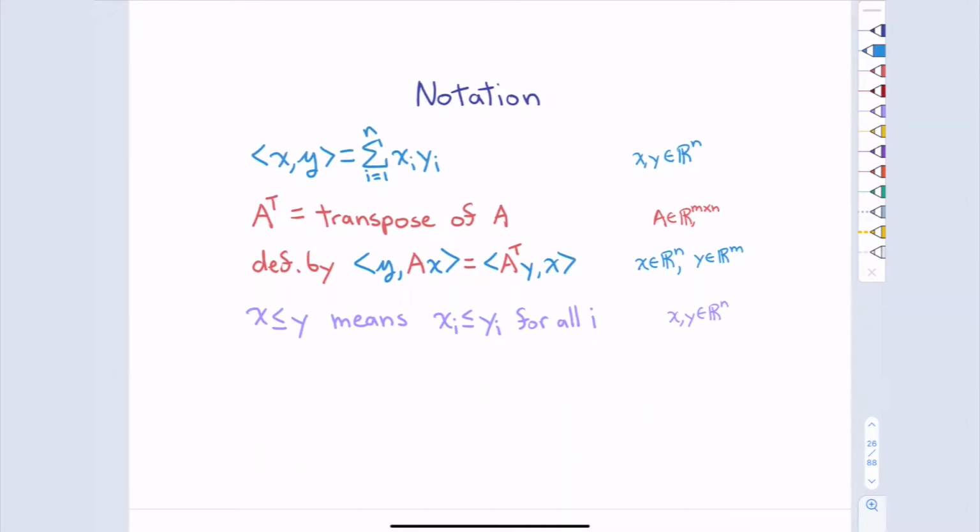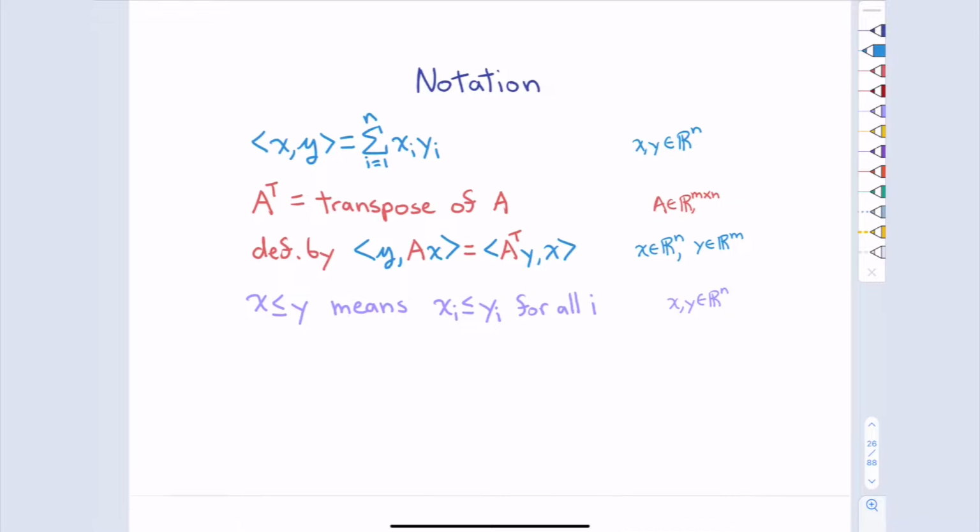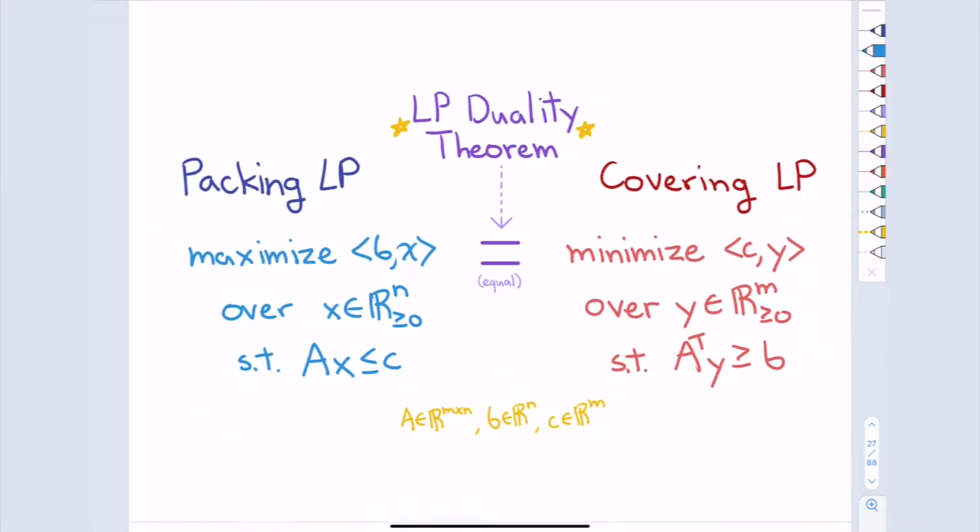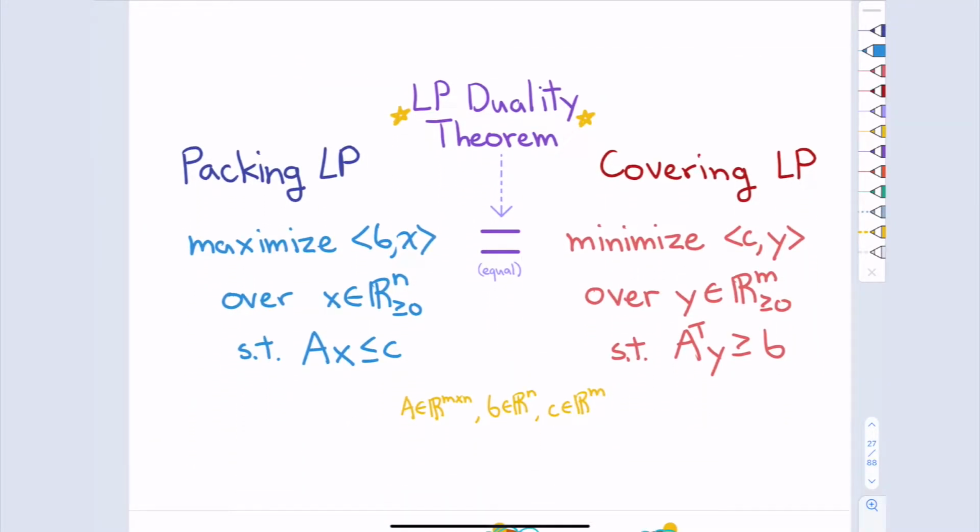We've used this notation before, so I think we know dot products, transpose, stuff like that. So what's the duality theorem? On one hand, we have a packing LP that's trying to maximize some sum of x's, subject to some capacity constraints. Ax less than or equal to c is saying I can only take so much of each x. A will break out into a bunch of rows, each expressing a packing constraint.